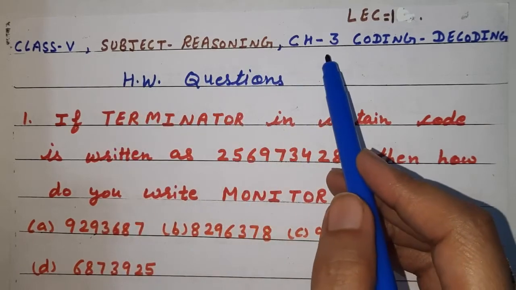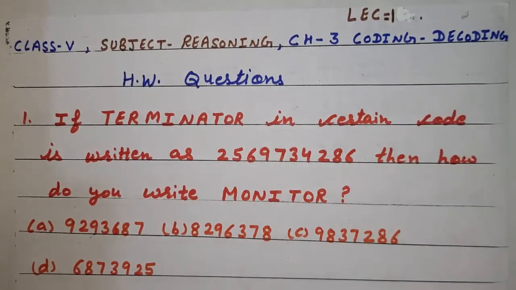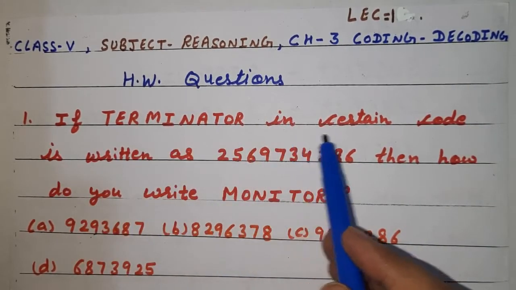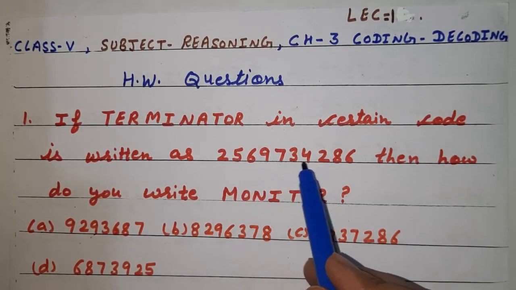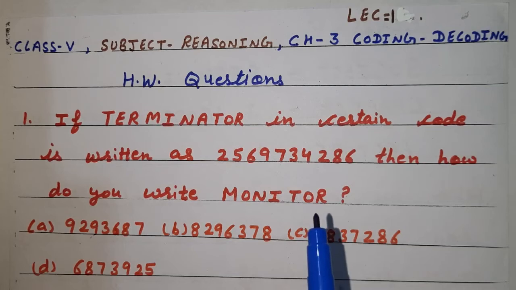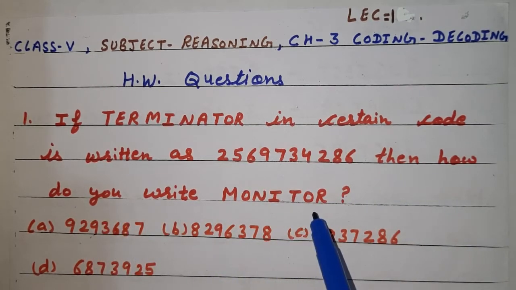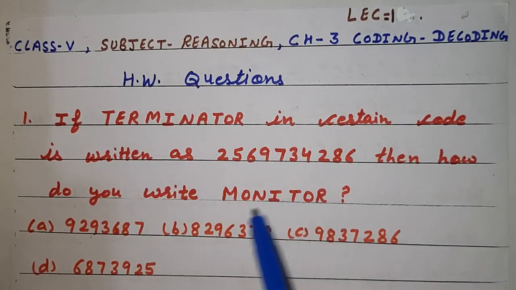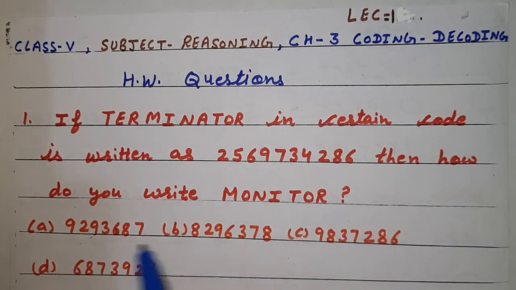Class 5th. Chapter 3 we are doing in reasoning, coding decoding, lecture number 1. Homework questions. First question, if terminator in certain code is written as 25697348286, then how do you write monitor? Now you have to find out the rule and after that find this answer. Options are given A, B, C and D. Take the correct option.